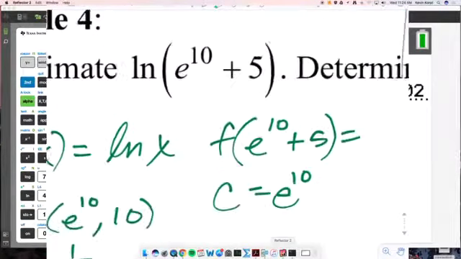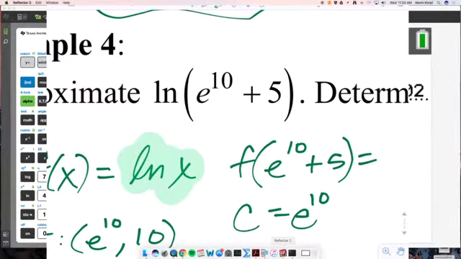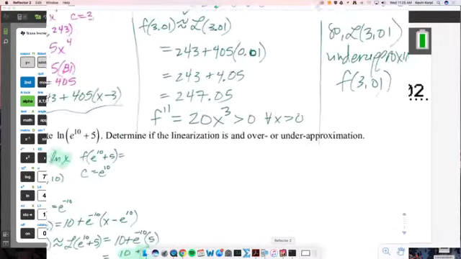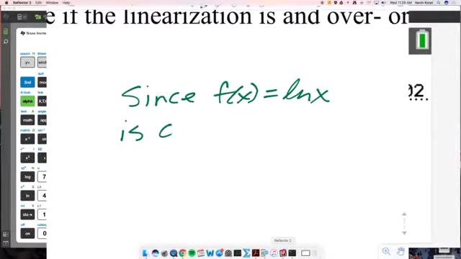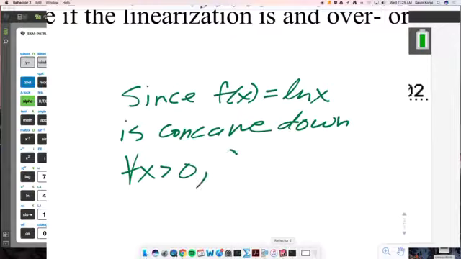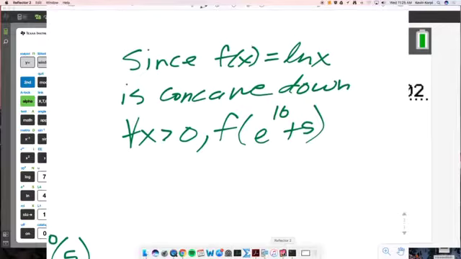Now, is it an over or an under approximation? We can answer that pretty quickly. Natural log of x is always concave down, right? So if you don't want to find the second derivative, you could say this. Since f of x equals the natural log of x is concave down, instead of finding the second derivative and saying it's negative, it is concave down for all x greater than 0. What do we say, over or under approximates? Over, yeah, because it's concave down, the tangent lines are above. Over approximates.